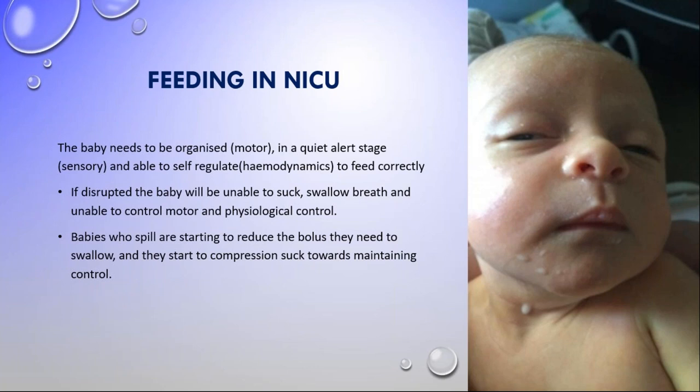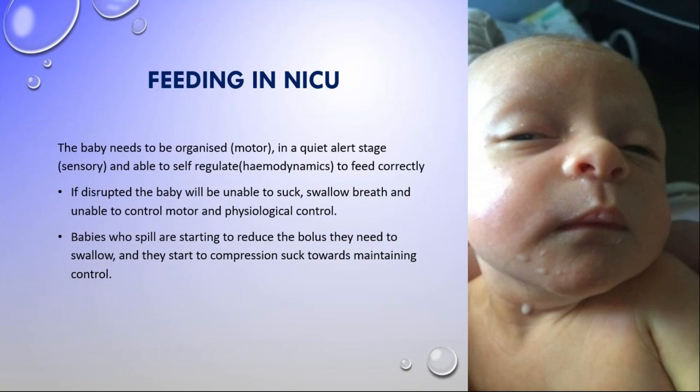Babies who spill, in other words, as you see here, this is called spilling. When that happens, stop. They are starting to have problems, stop.